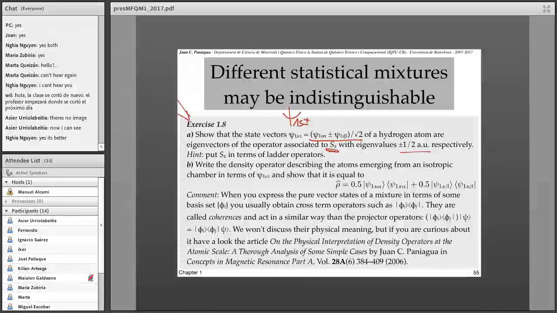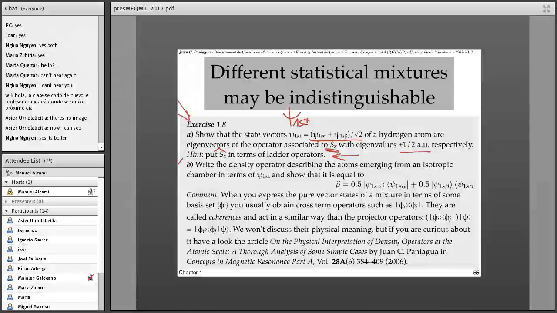These are eigenstates of SX. This is a trivial question. If you put the operator, these should be operators, in terms of the ladder operators, this is very straightforward to demonstrate. Have a look, try to check it for next day, and we will discuss it here.